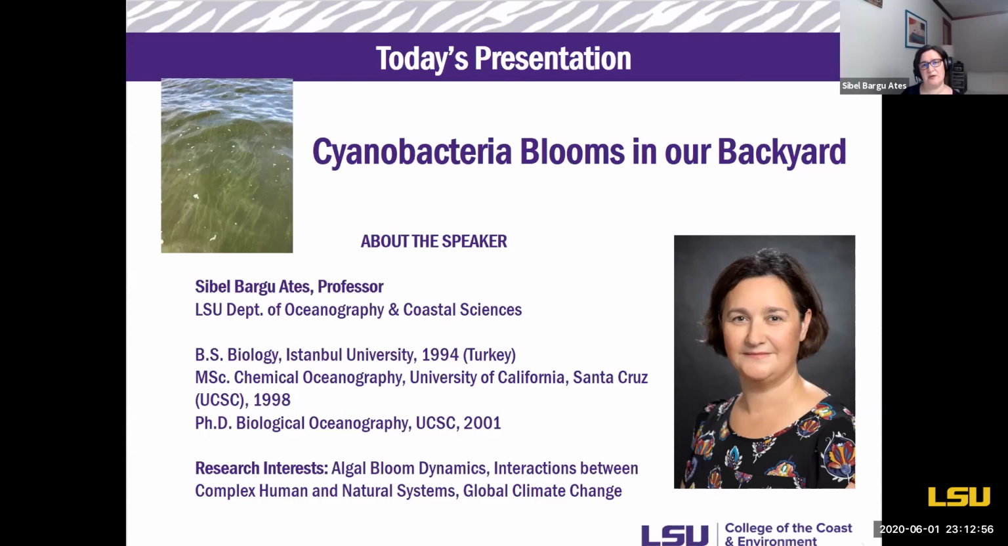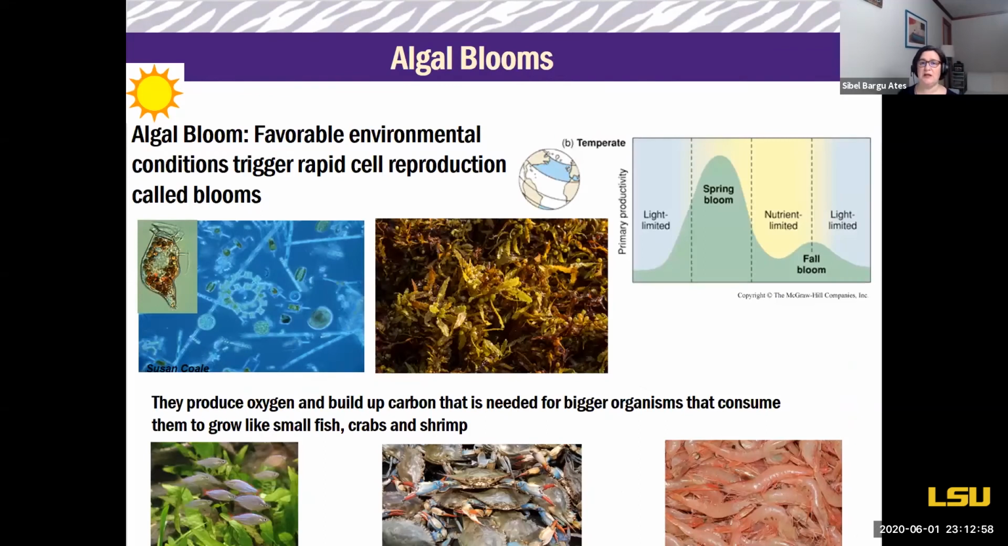Before we start talking about cyanobacteria blooms, let's start with algal blooms in general. Algae is a common term used for aquatic organisms that are capable of doing photosynthesis like land plants do. Some of them look like land plants, as you can see in this image, but they don't have actual roots and leaves. Many of the algae look like this.